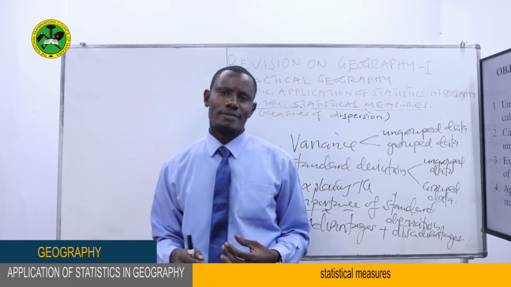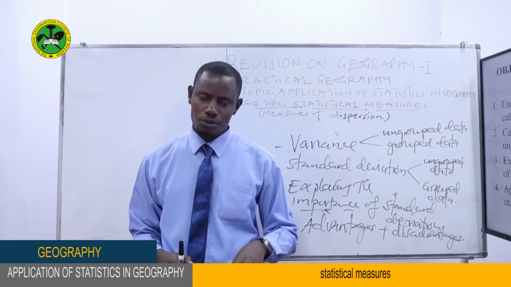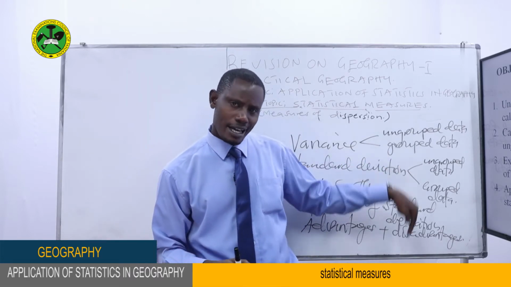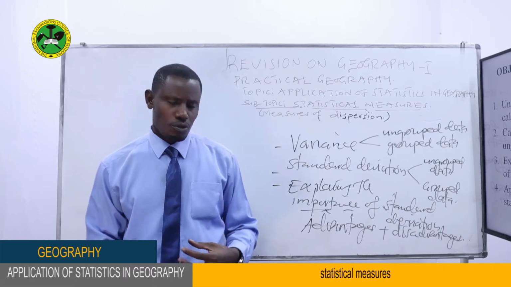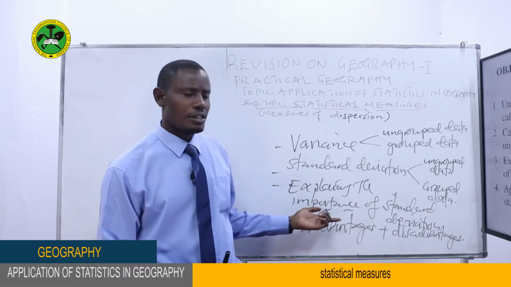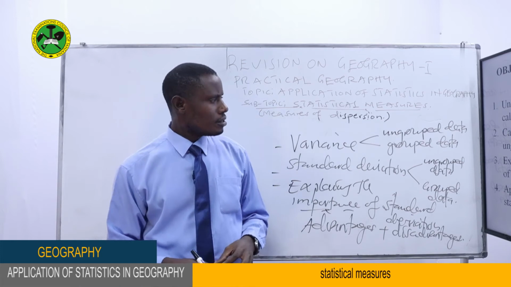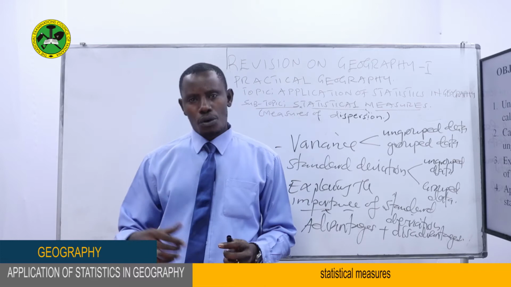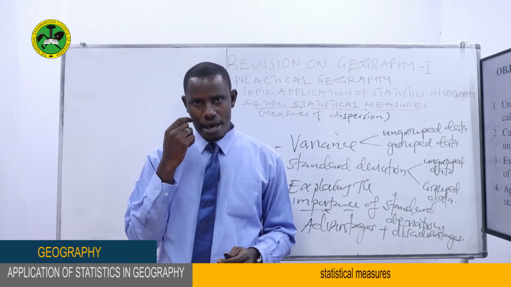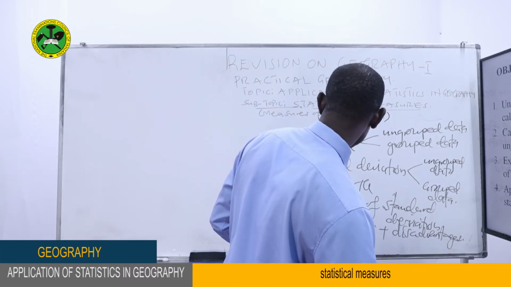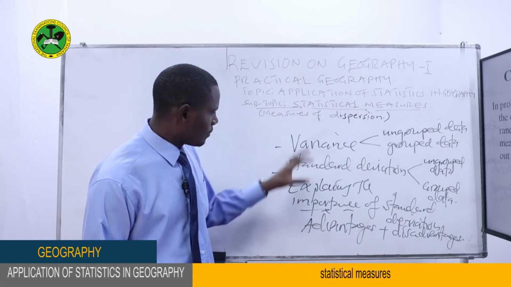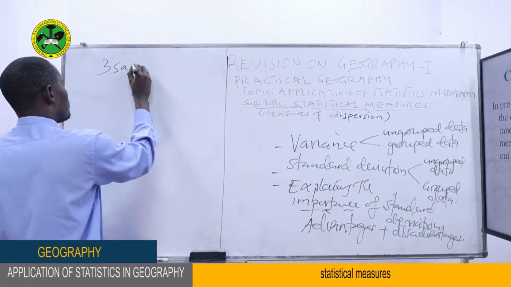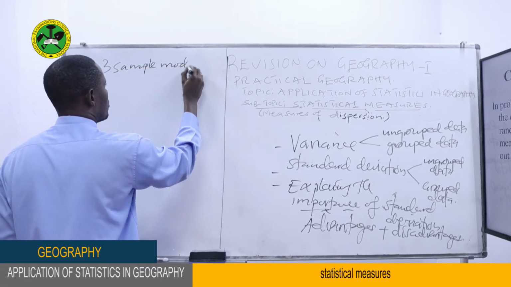So by the end of the session, please make sure that you can recall and revise the calculation of the variance for ungrouped data and grouped data. But again, you should be able to calculate the standard deviation for ungrouped data and grouped data. And lastly, you should be able to appreciate the importance of standard deviation and the variance. Because remember, in geography, we have the habit of using those measures and comparing them so that we can know which one we should use. But having said so, that revision will be guided by 3 sample model questions.